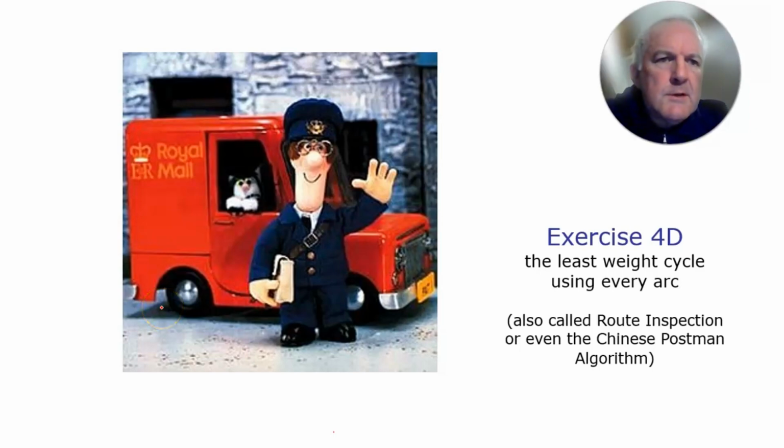Hello there, this is exercise 4D for decision maths. We're going to have a look at what was formerly called the Chinese Postman algorithm, hence the picture of Postman Pat there, and more recently the route inspection problem. But quite often on the exams now it just says find the least weight cycle using every arc. So let's have a go at this and you'll see what I mean by it.